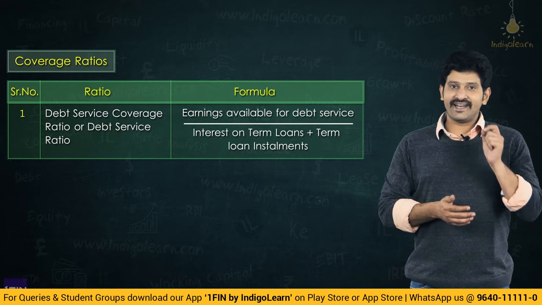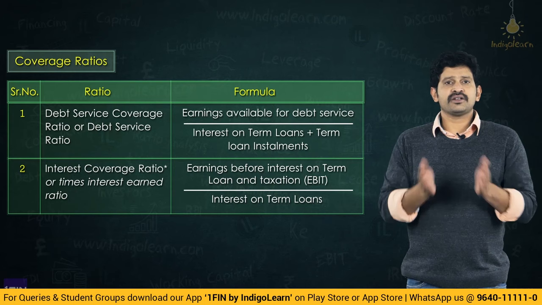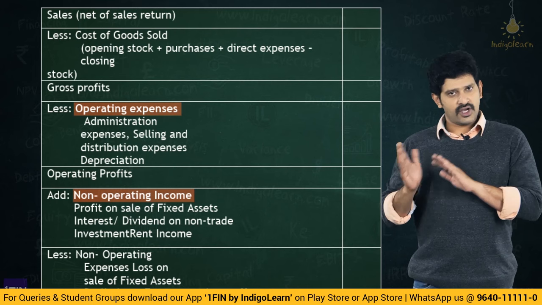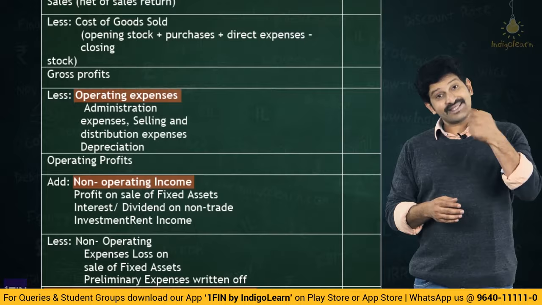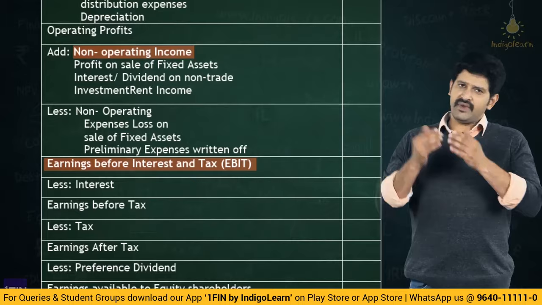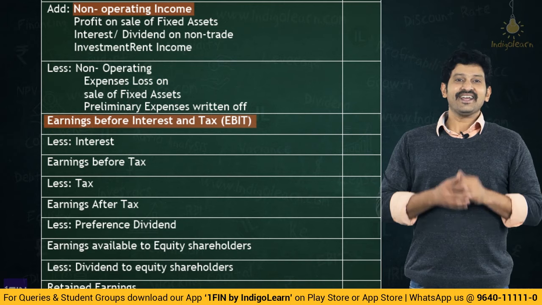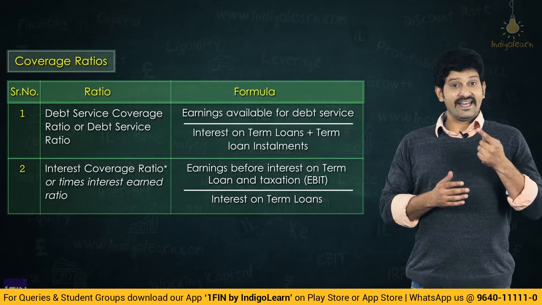Next one, interest coverage ratio. Now, here what is the obligation? Purely interest. From where do we pay the interest? From EBIT. Now, if you look at our income statement, how do we prepare it? Sales minus cost of goods sold, gross profit minus operating expenses, operating profit, our EBIT, minus interest, PBT or EBT, earnings before tax, minus tax, PAT, minus preferred dividend, earnings available to equity shareholders. Now, if you see this chart, from where are we addressing the interest? EBIT minus interest. Therefore, interest will be paid from the operating profit only. Therefore, interest coverage ratio is EBIT by interest.